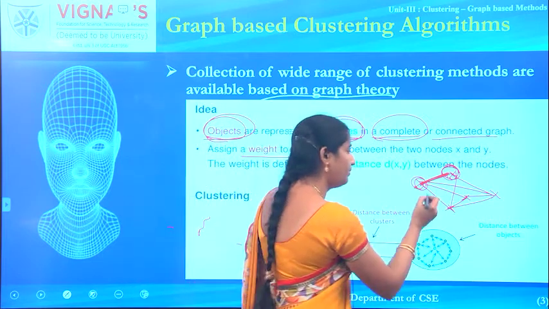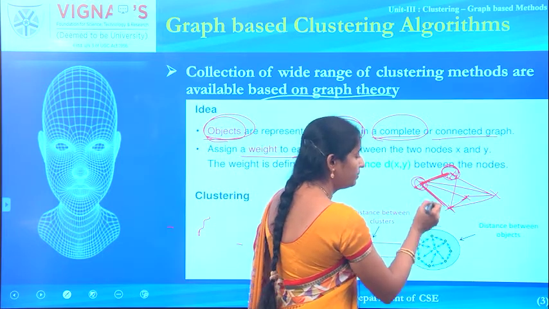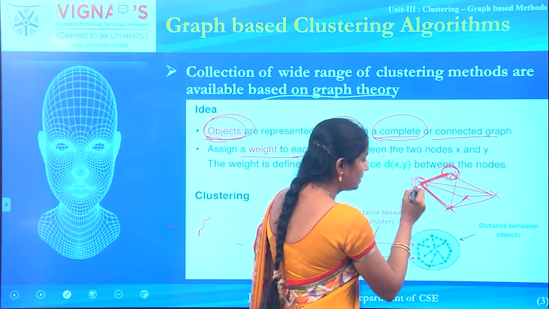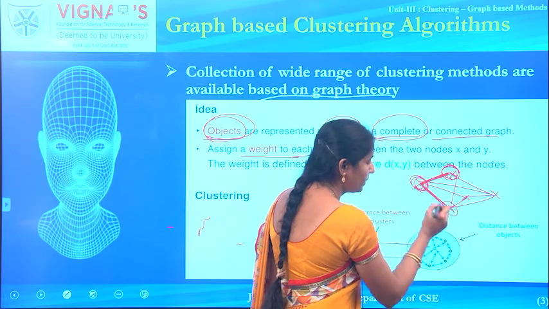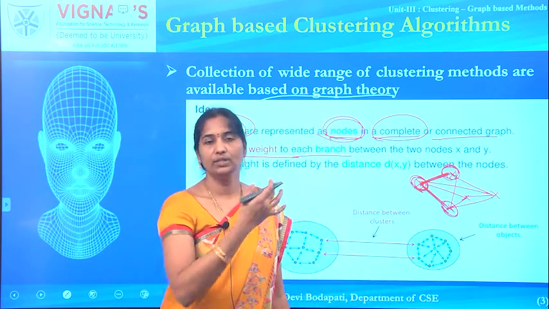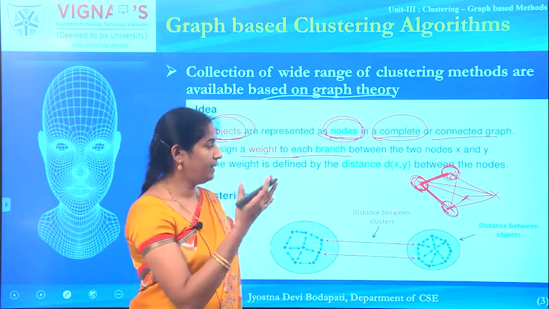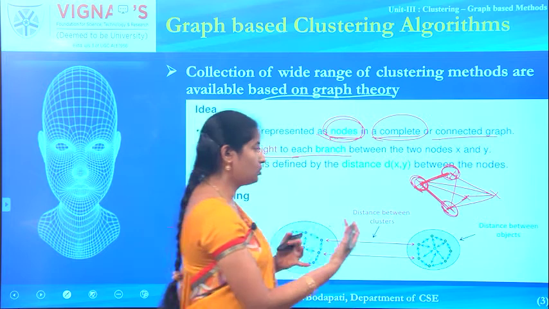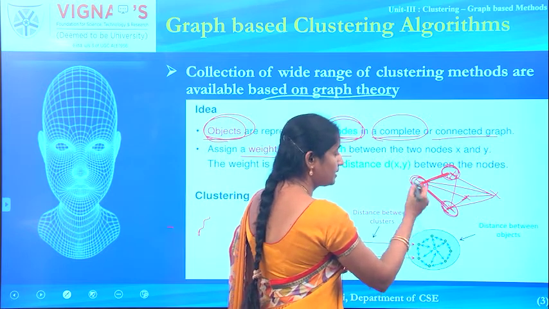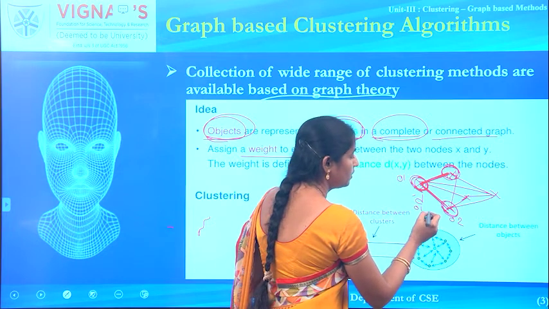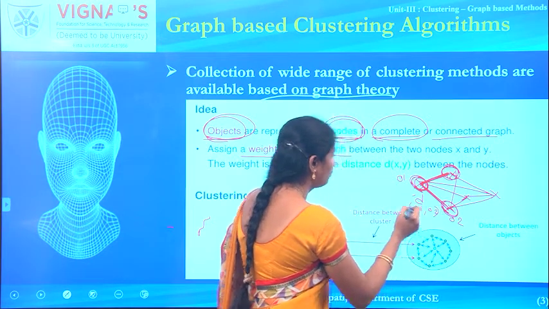So, say for example, if you consider this edge, the weight of this edge is the distance you are computing between these two objects. And what distance measure you need to follow is up to you. Depending on the application or your computational capability, you can choose one of the distance measures, and that distance between object 1 and object 2 will form the weights of the graph.